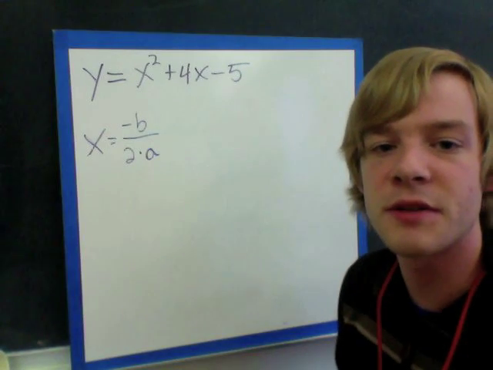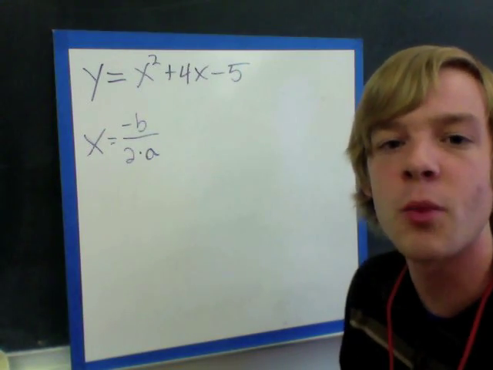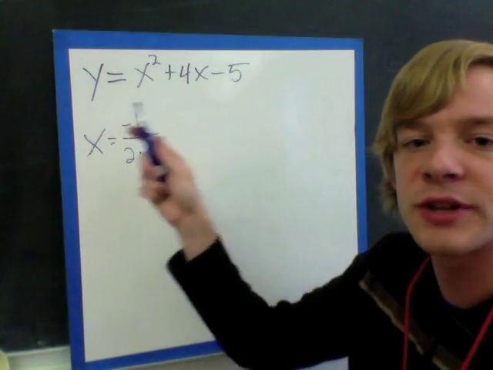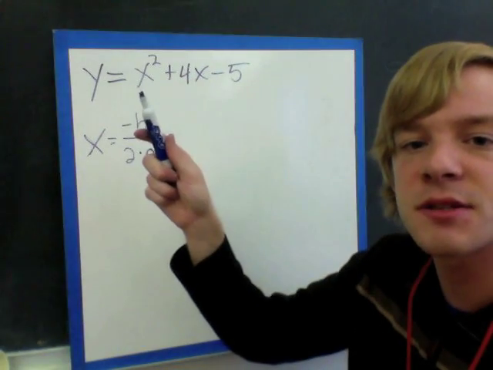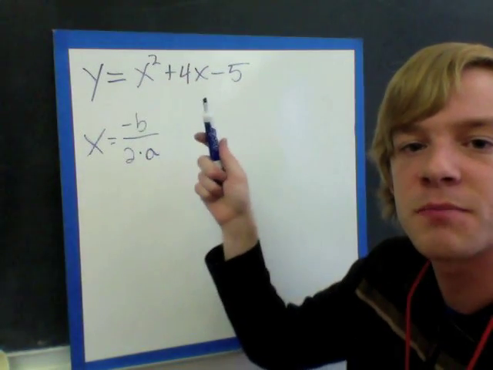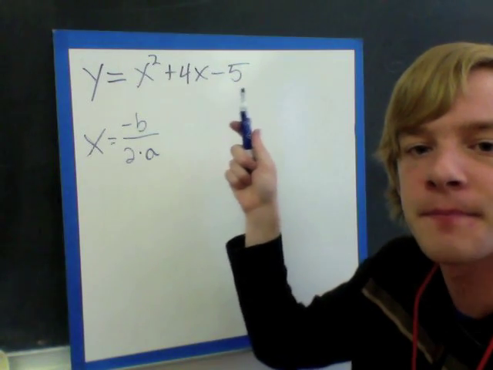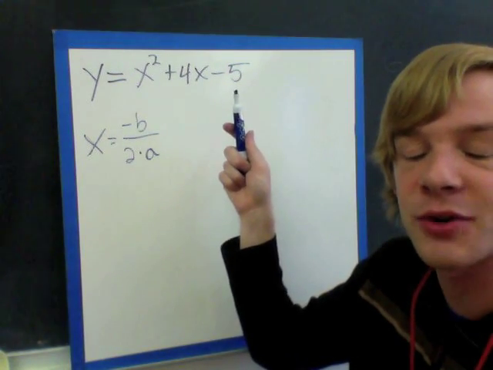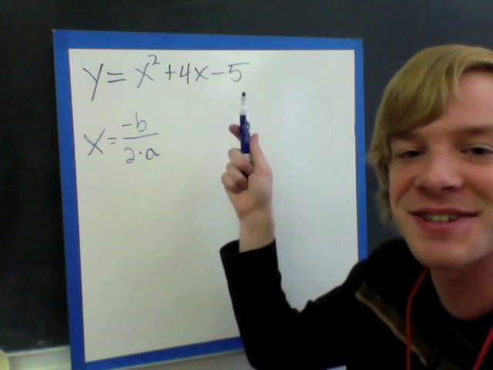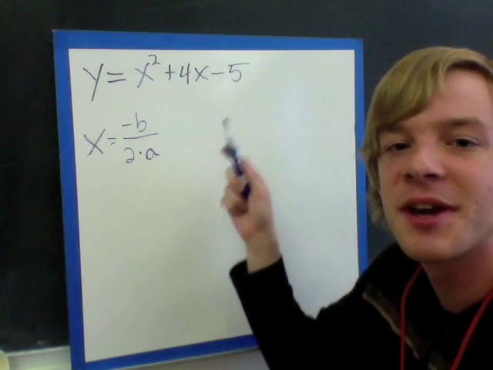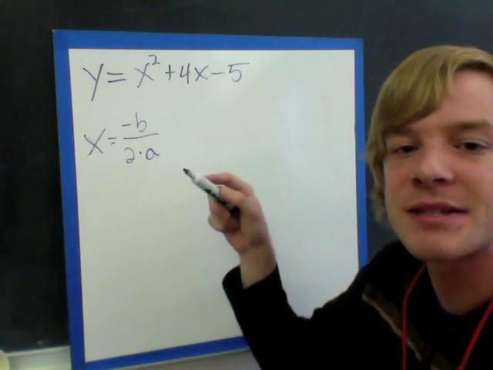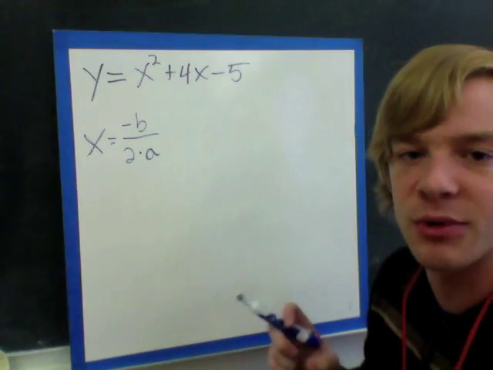Well, you may be looking at this and wondering, where do we get a and b from? Well, we get a and b from the equation that we have. A is our coefficient for x squared, b is the coefficient of x, and c is our constant. So, even though c isn't in this equation, we're going to go ahead and label all three of these.